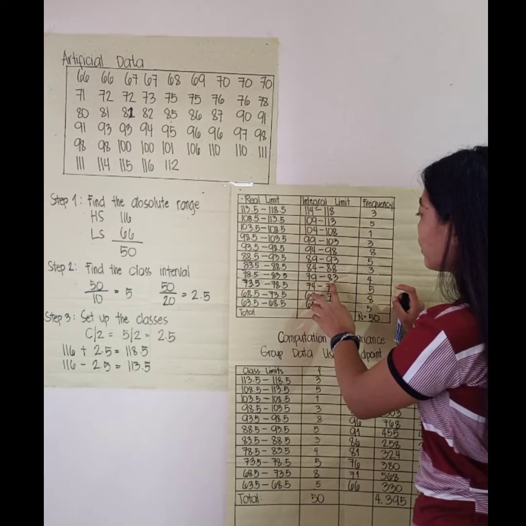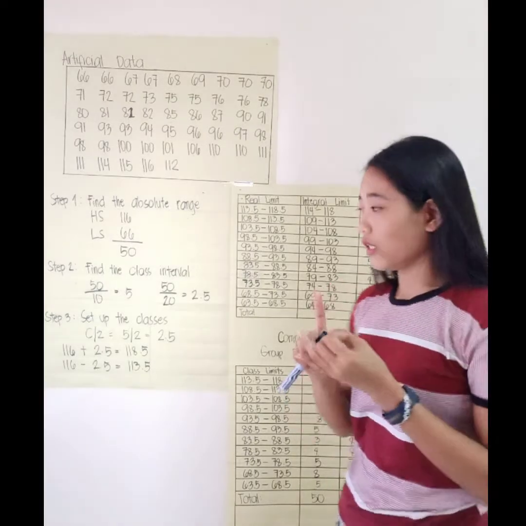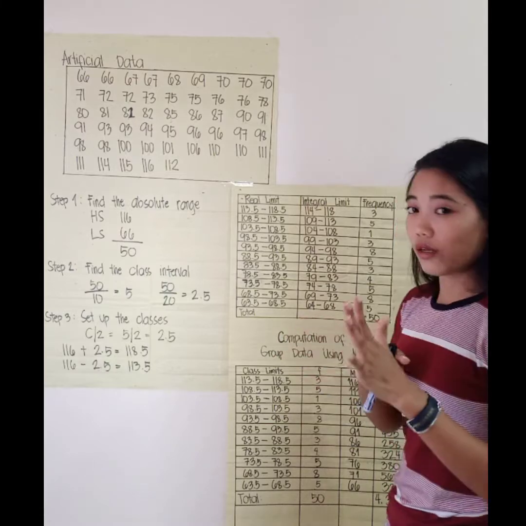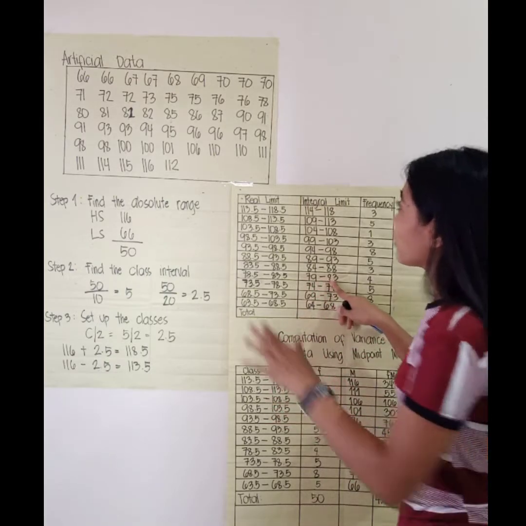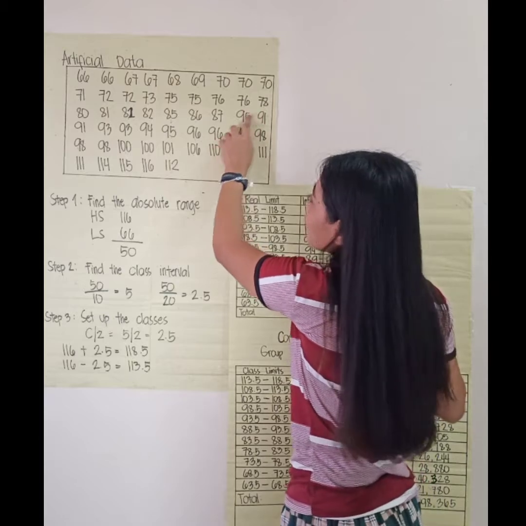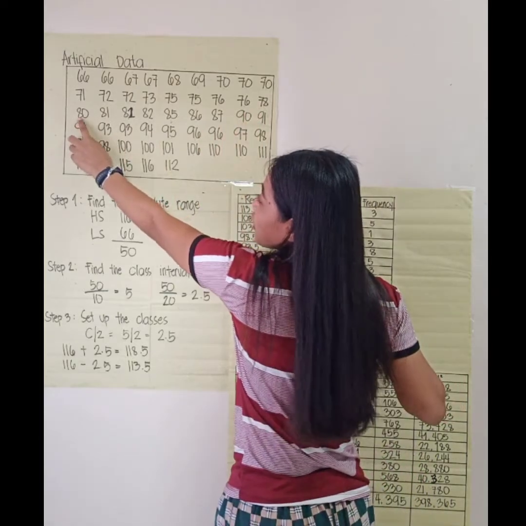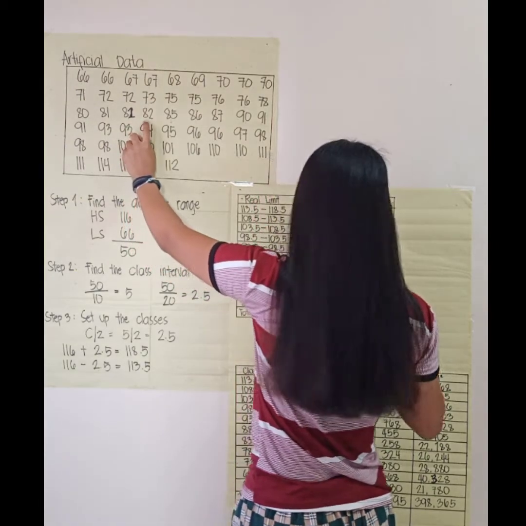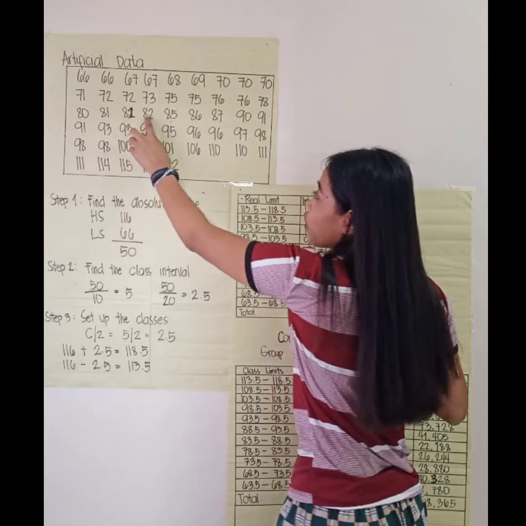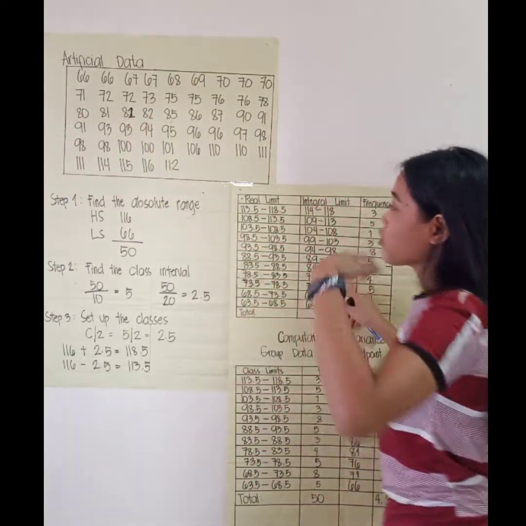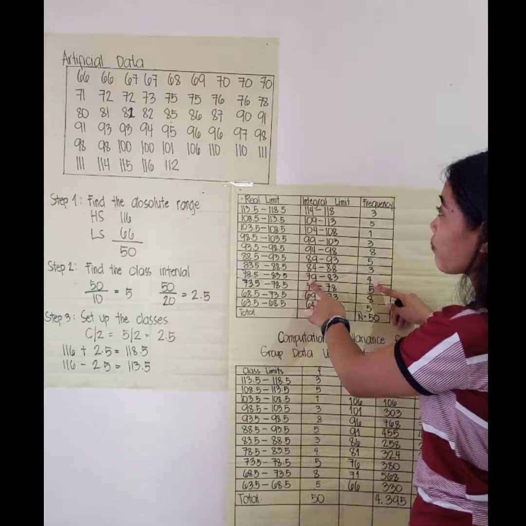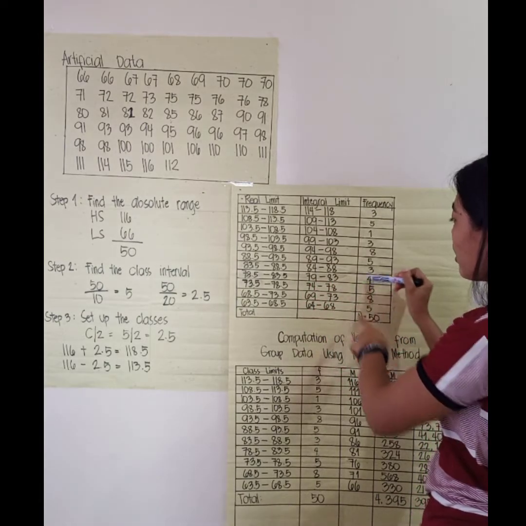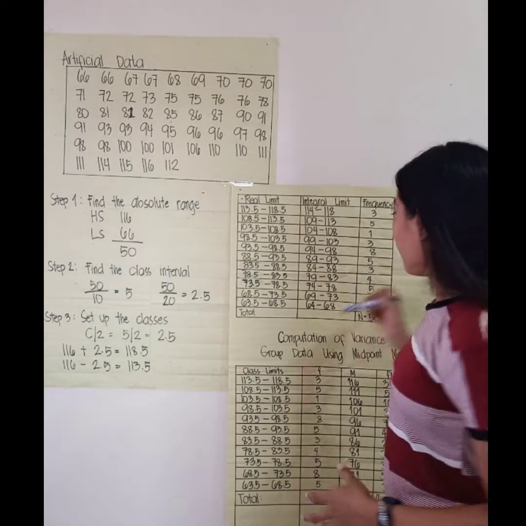Next, in 79 to 83. So 79, 80, 81, 82, 83. We have 79, 80, 81, 82, 81, 82. So 1, 2, 3, 4. So we have 4 scores that belong in 79 to 83, which is a frequency of 4. So that is how to get the frequency.